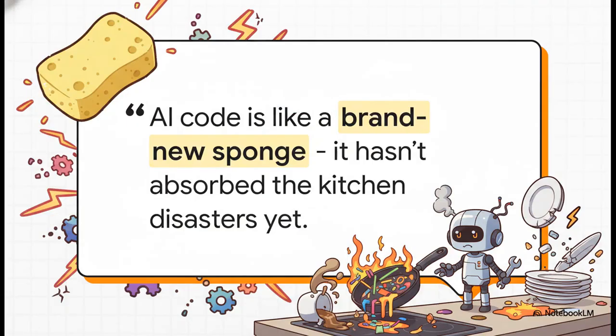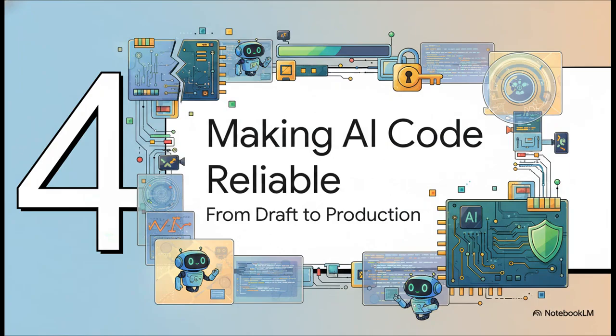I love this metaphor because it perfectly sums up the problem. AI-generated code often lacks the battle scars, the kind that you get from dealing with real-world system failures, weird API timeouts, and all the other kitchen disasters of production software. Okay, so that brings us to the most important part of this whole thing. The goal isn't just to spot AI code, it's to make it reliable. So how do we take that AI first draft and turn it into production-ready code we can actually trust?